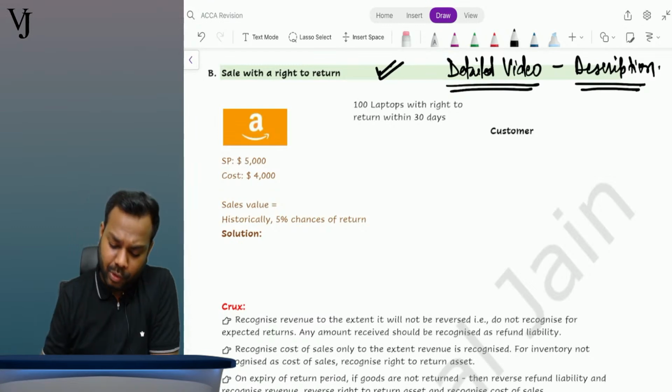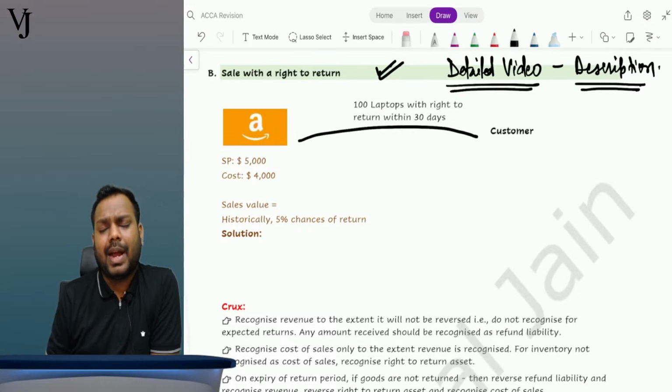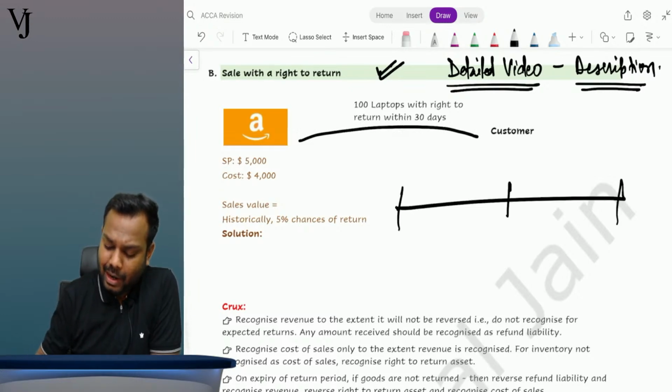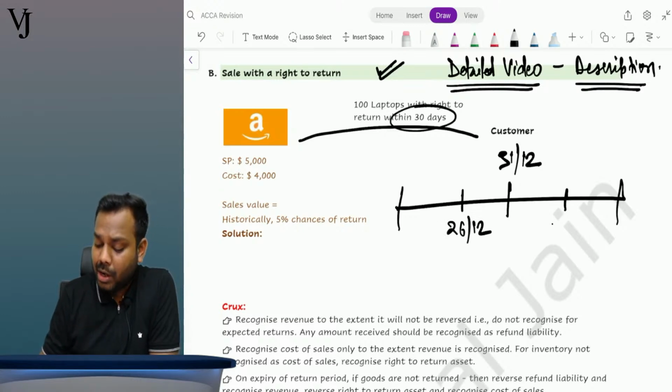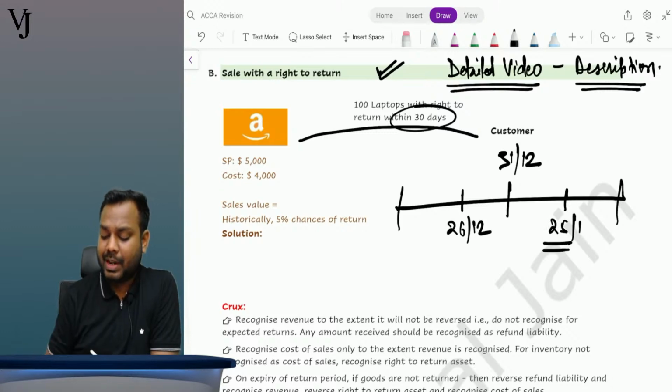Now let's suppose Amazon sells 100 laptops to customers with a right to return policy. Let's suppose 31st December is my year end, and I have sold these goods on 26th of December, and they can be returned within 30 days, that is, up to 25th of January.